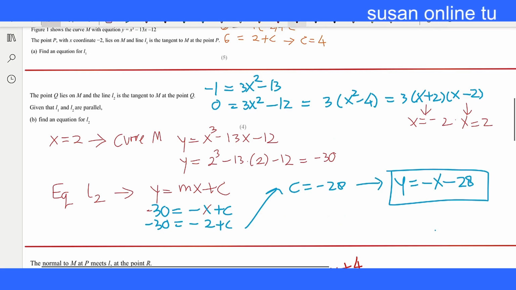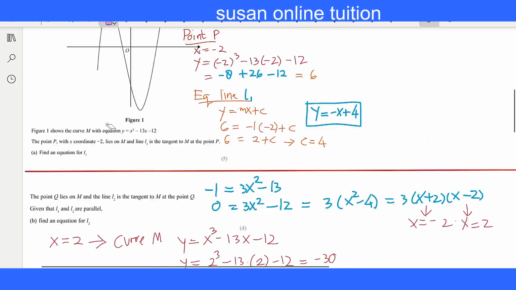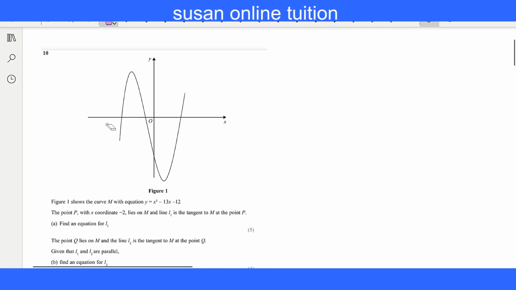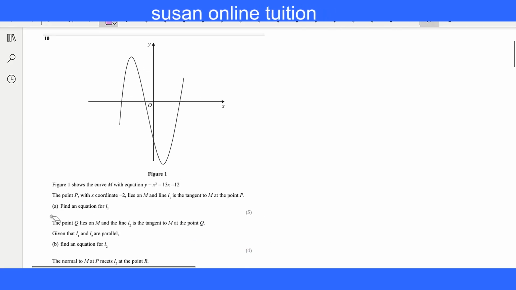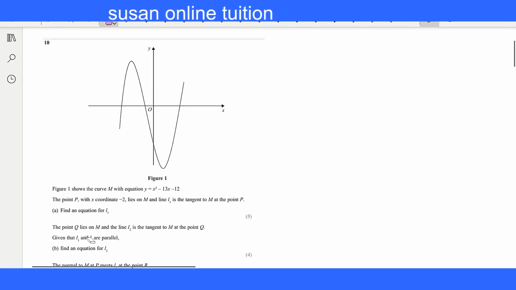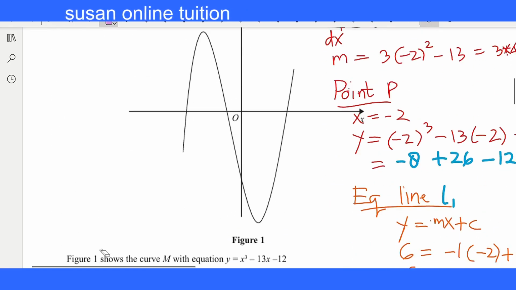Now we have question B. The point Q lies on M, and line L2 is the tangent to M at point Q. Given that L1 and L2 are parallel, find an equation for L2. This is the continuation from 10a. L1 and L2 are parallel, that's what we know. Find the equation for L2. So this is how it works.